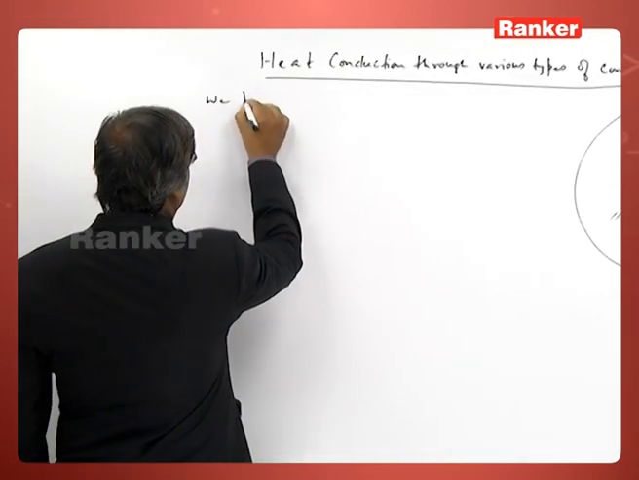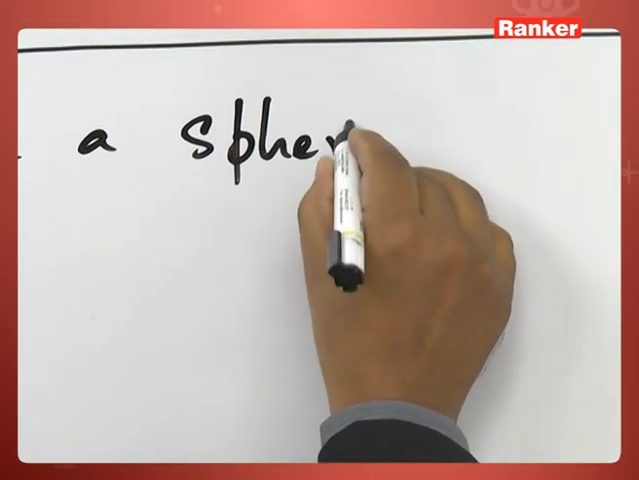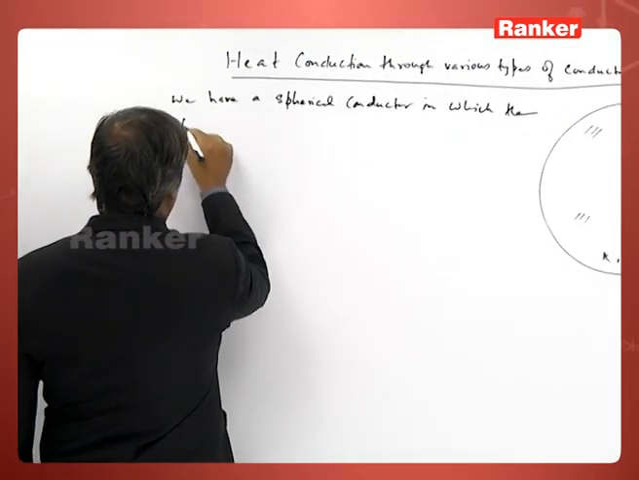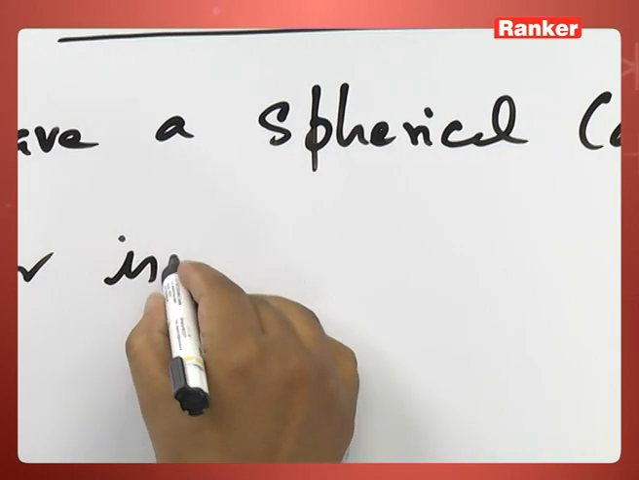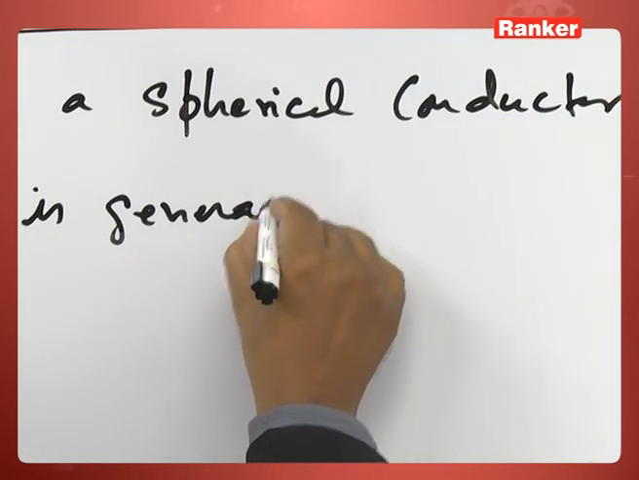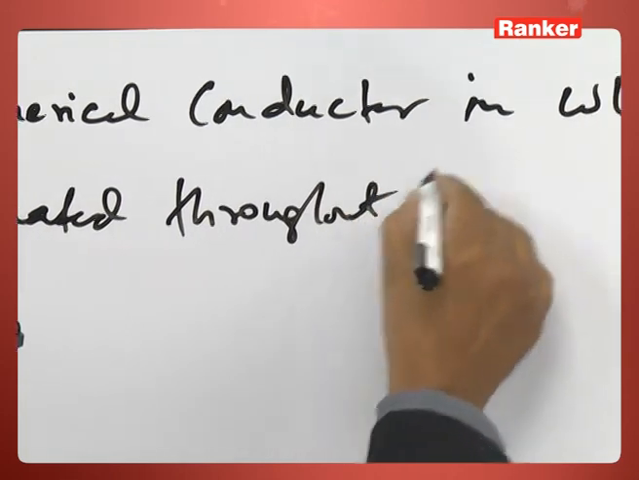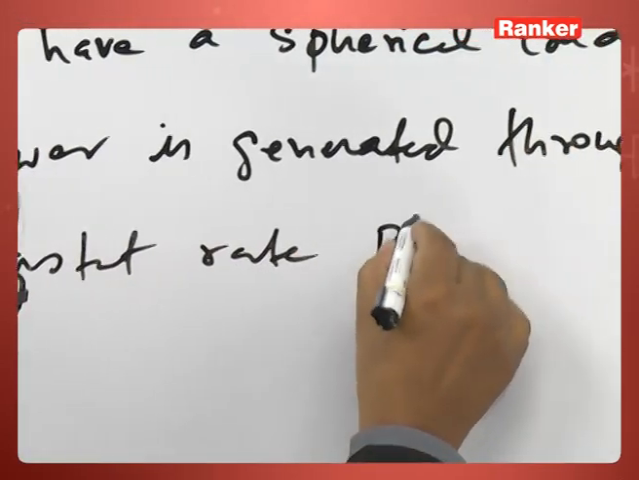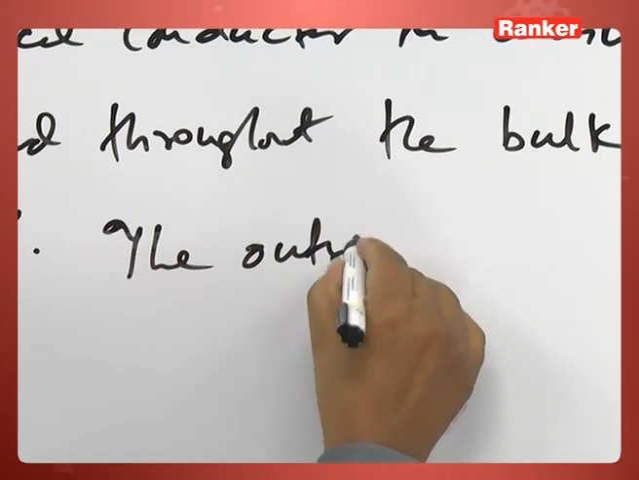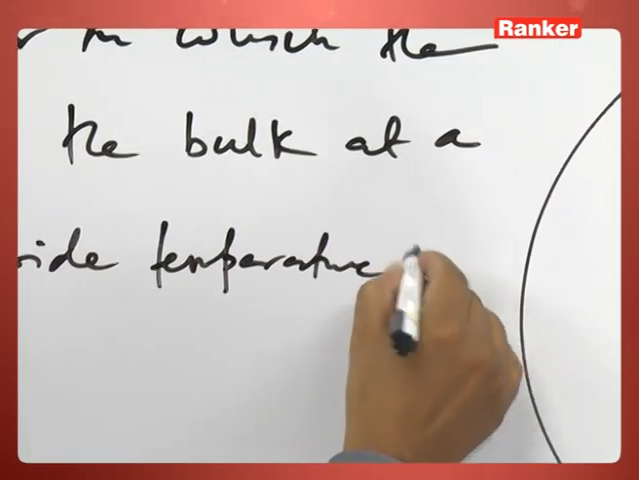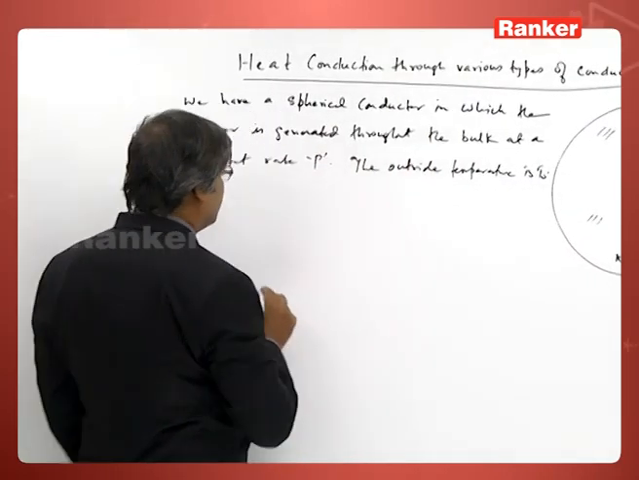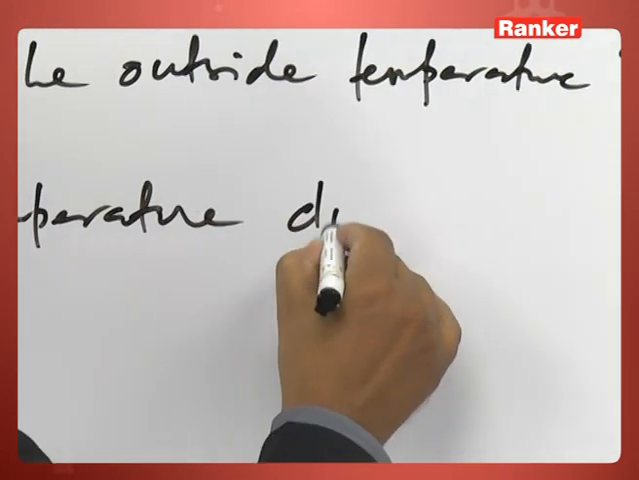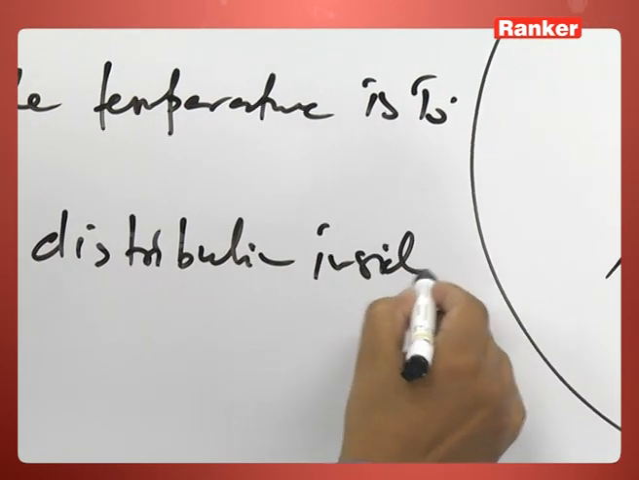So, we have a spherical conductor in which the thermal power is generated throughout the bulk at a constant rate P. The outside temperature is T naught and its radius is R. So, let us find the temperature distribution inside the sphere.